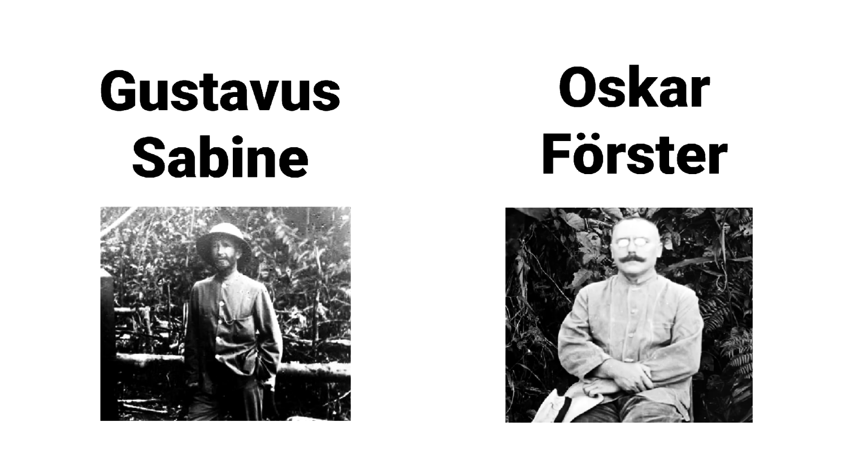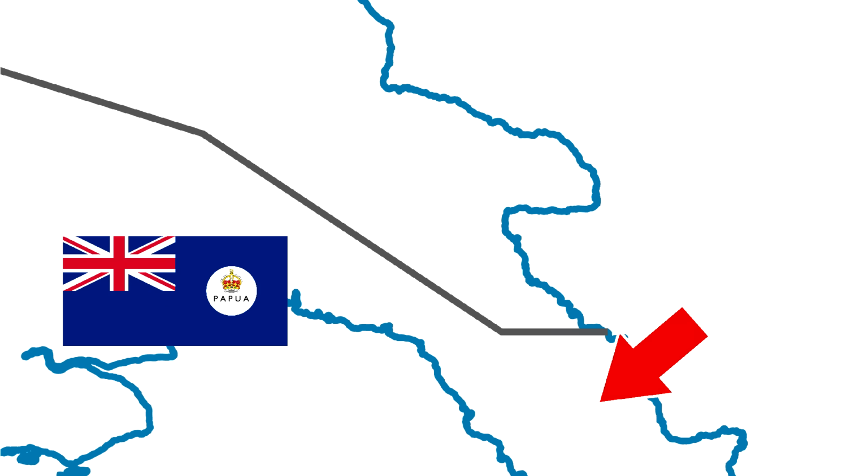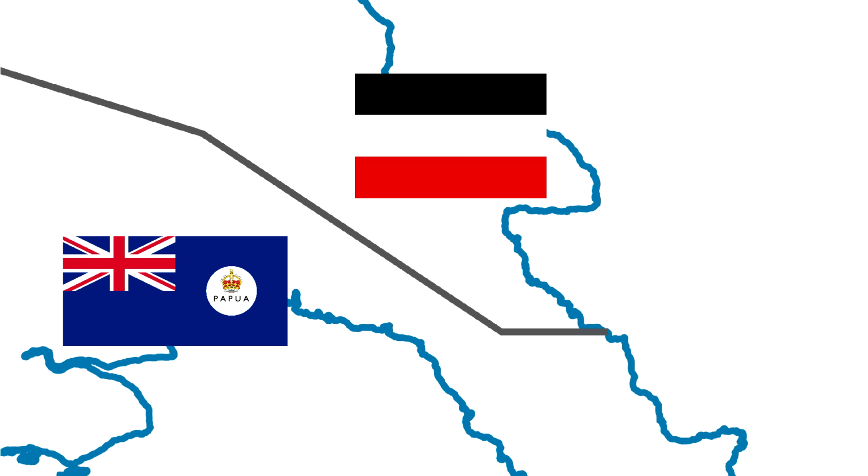On the British side, it was Gustavus Sabine, and on the German side, it was Captain Oskar Förster. Because of malaria, the work progressed very slowly at first, but after almost a year, they finally managed to mark and examine the border on the 8th parallel. They discovered that the most gold was on the British side, so the British decided not to change the border because they would risk losing it. I couldn't really find if the Germans knew about the gold, but they agreed that the border should stay as it was, with the condition that it would be changed by natural boundaries in the future.